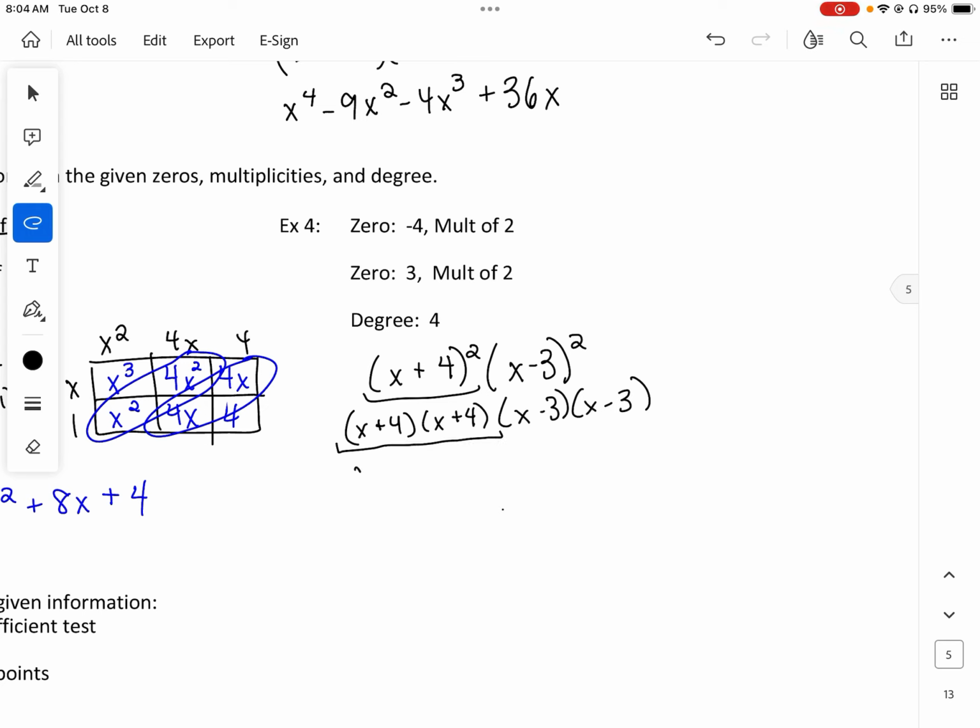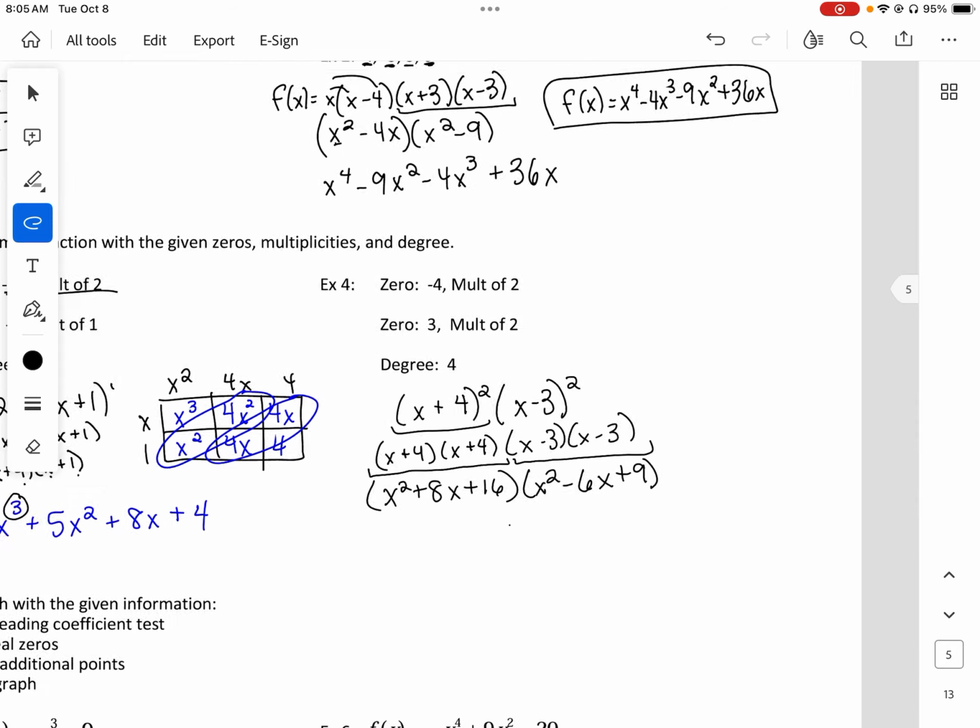So this right here would be x squared plus 4x, plus 8x. Then 4 times 4 is 16. And then this right here, it's going to be x squared minus 3x minus 3x, minus 6x. Negative 3 times negative 3 is positive 9. Okay, so now we have to multiply these.